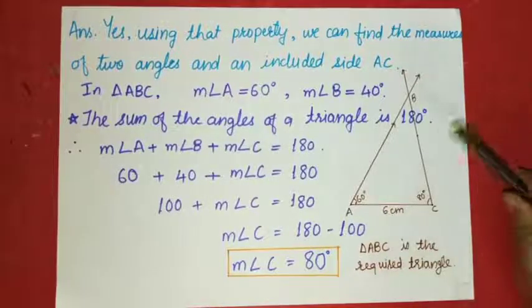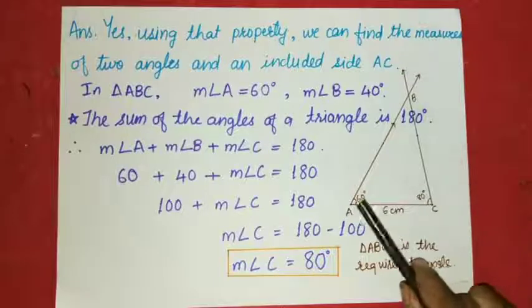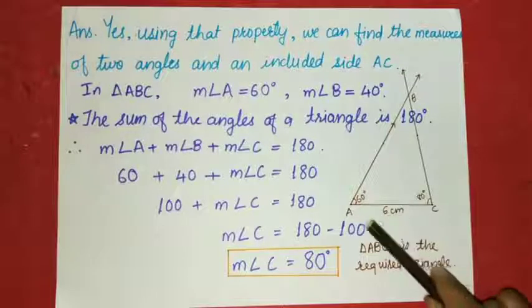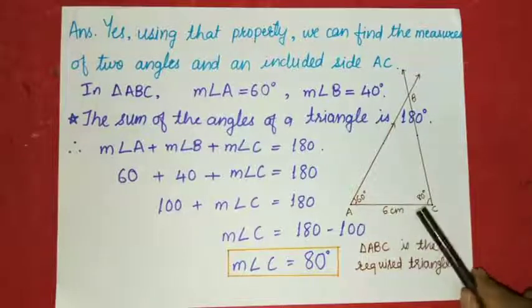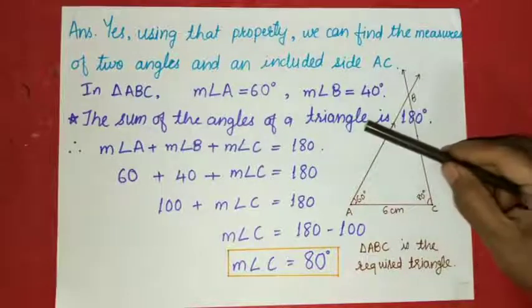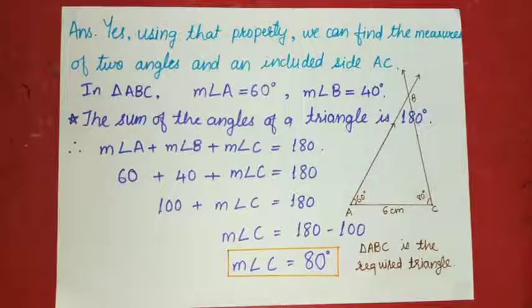So now children, in such a construction, if the measure of the angle that is with the base is not given, then we will find it using the property that the sum of the angles of a triangle is 180 degrees.